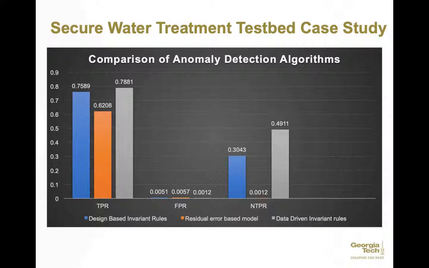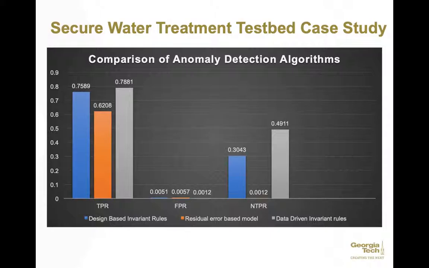Once again, the system engineers created the design-based invariant rules and came up with 38 invariant rules. The residual error-based model also utilized a long short-term memory network, and the data-driven invariant rules, which was in this paper, is the third anomaly detection algorithm that was tested.